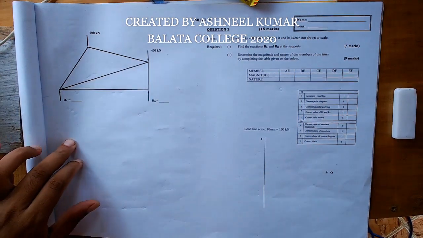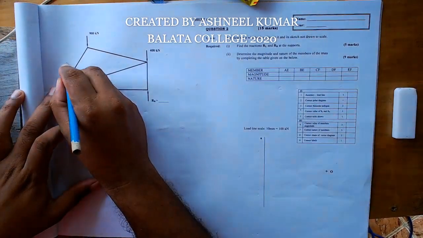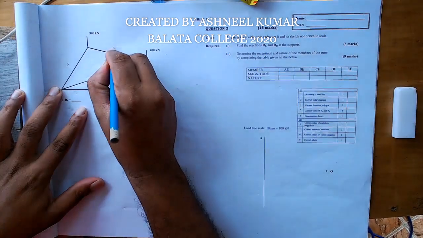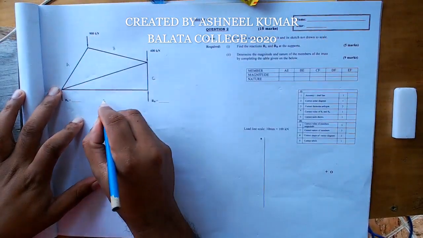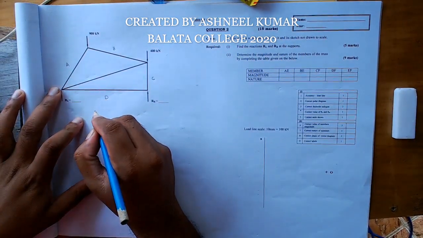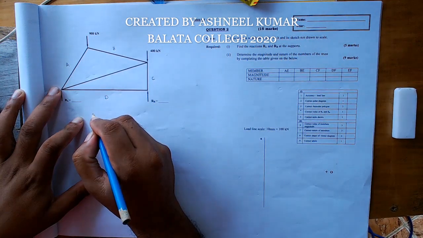So as you know, the first step is you have to do Bow's notation using capital letters in clockwise direction. Also label in between the triangles, because every space has to be labeled.